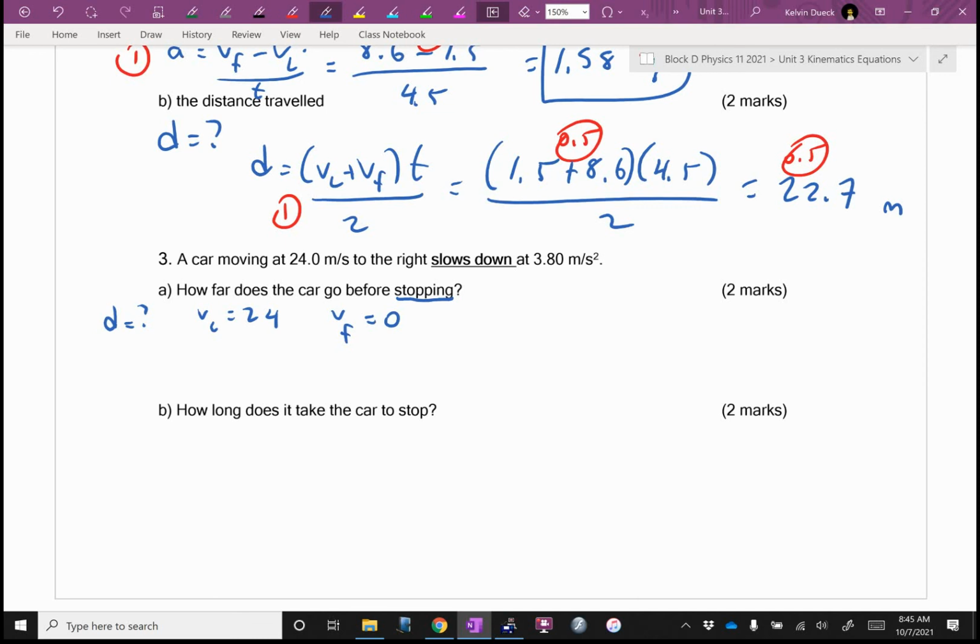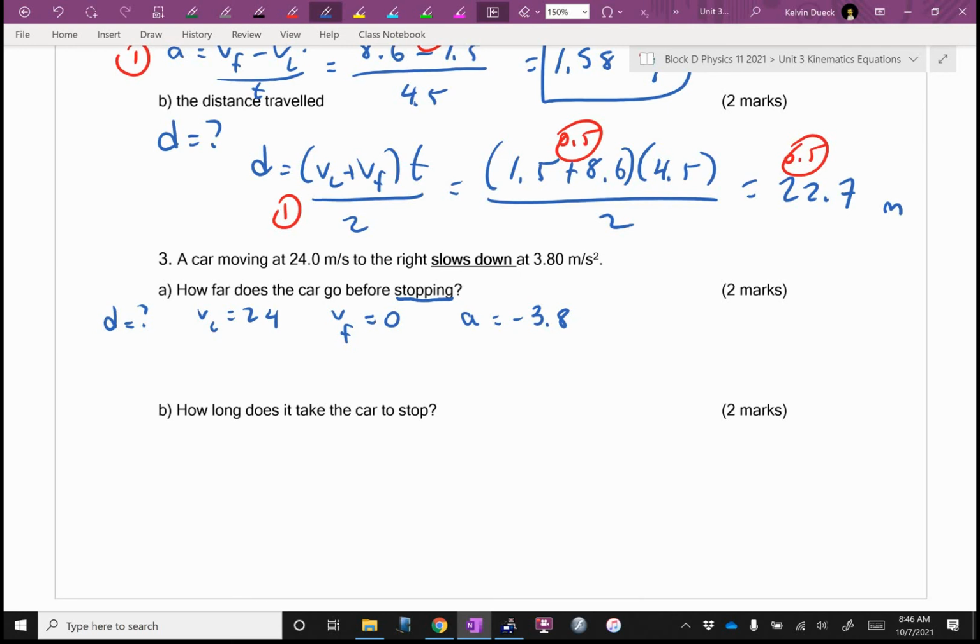What else did they give me? What's A? Oh, you caught the negative, Zach. I was worried that you wouldn't. Okay? Have I said I like that question? I like that question. On the test, I might be nice and put the negative in front of the 3.8. But I don't have to be, I don't think. Especially if I underline slows down.